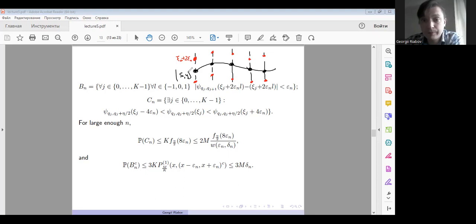Event Bn means that during these intervals of partition, all trajectories of the flow that started from chosen points deviated from the initial point by less than epsilon n. So in other words, all trajectories that started from marked points didn't deviate much from the initial point. And we can actually estimate the probability of Bn.